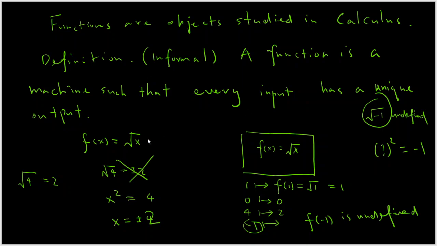And likewise, if I'm looking for the output for the input of, let's say, negative 1.5, that is also a bad input. So basically any negative number is a bad input. Now I'm going to give you more definitions. We're going to introduce more definitions, okay?